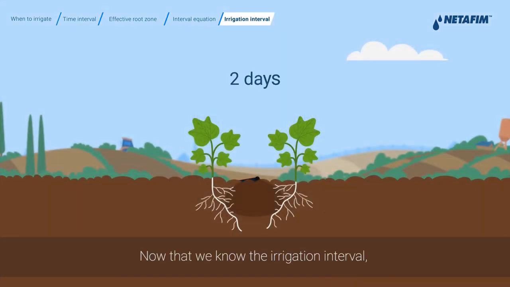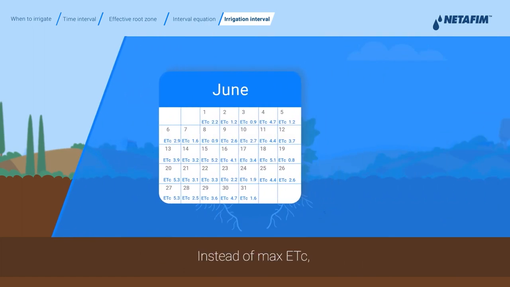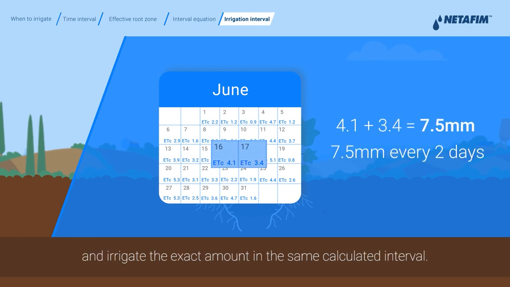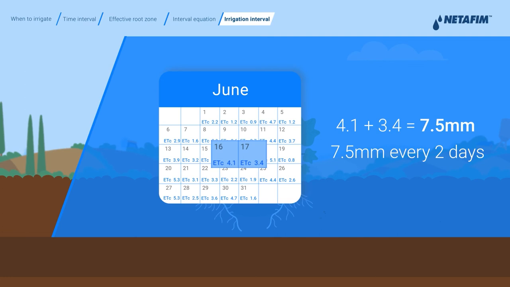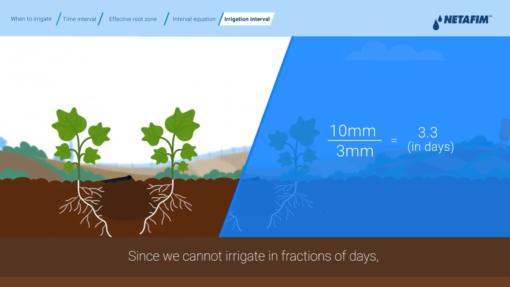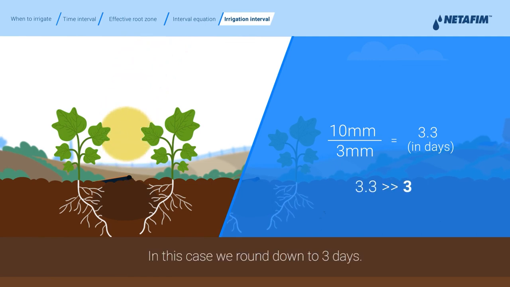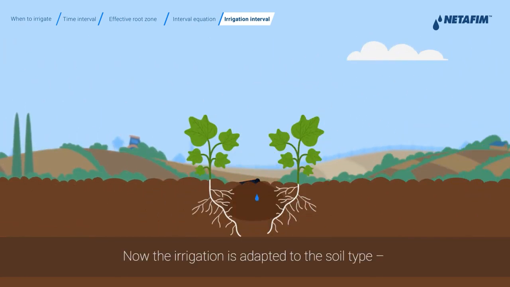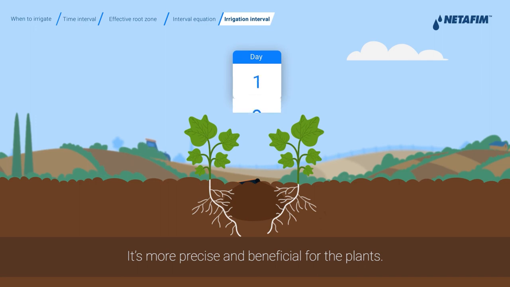Now that we know the irrigation interval, we can be even more precise. Instead of max ETC, add up the ETC of the last 2 days and irrigate the exact amount in the same calculated interval. Now a question. What if we had different values in the equation and the interval was 3.3? Since we cannot irrigate in fractions of days, we round off the result. In this case, we round down to 3 days. Now the irrigation is adapted to the soil type. It's more precise and beneficial for the plants.